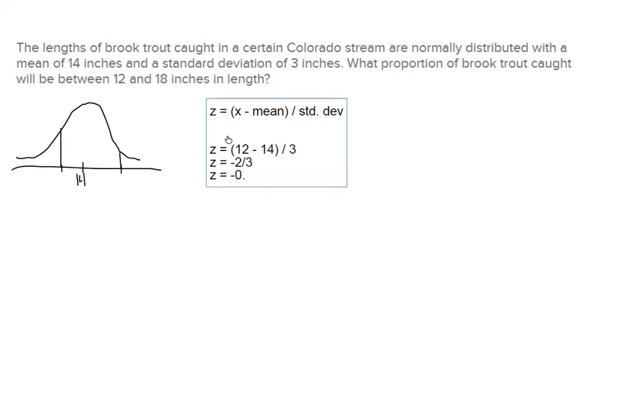So that's negative 0.66667 roughly. And to convert 18 to a z-score, plugging in 18 for x. So there it is roughly as a decimal. Those are our two z-scores.